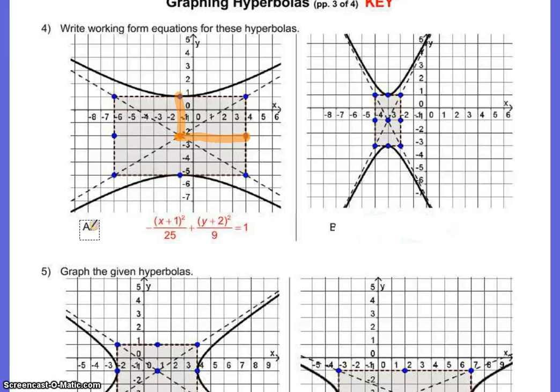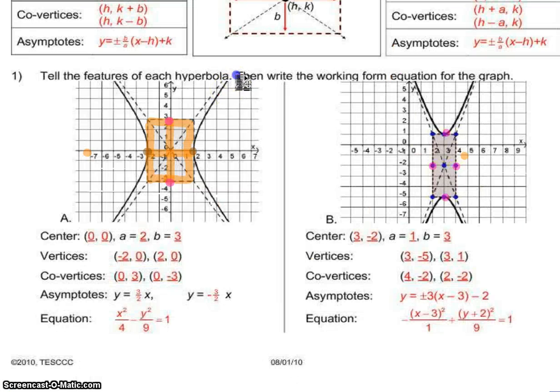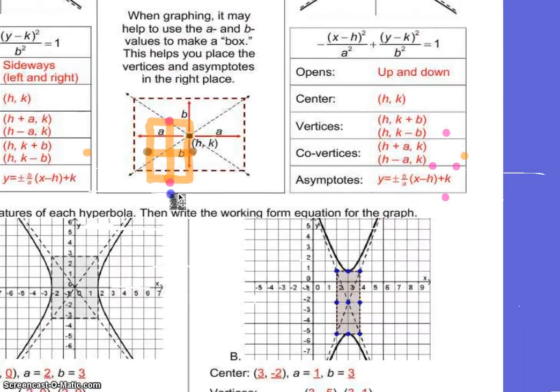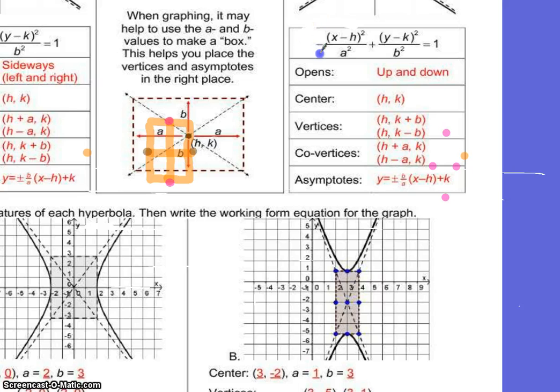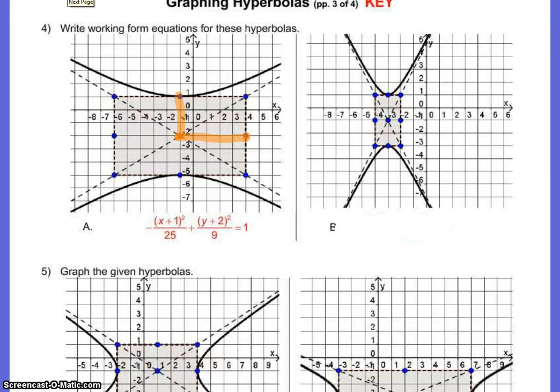Now I want you to take a minute and work the next one. Now a key thing to note is, why is this negative? Why do I have the whole equation right here a negative? Let's go back and look at our first sheet. Don't forget here that it says when it opens up and down, it's going to be negative. Now I want you to do the other 3 equations on this page.